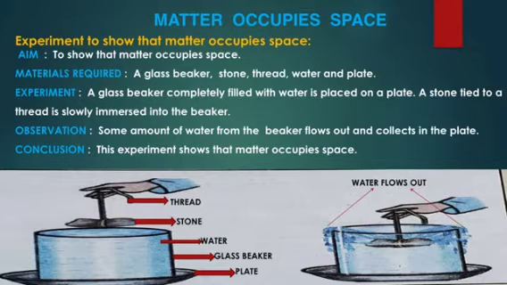in the beaker, the place where the water was there, at that place the stone was put. So, the stone occupied some space there. So, whatever water was there in that space, it came out of the beaker. So, that means to show that stone occupied the space of that water in that place. So, by this experiment, we can say that matter occupies space.